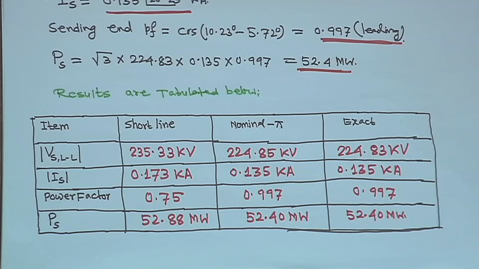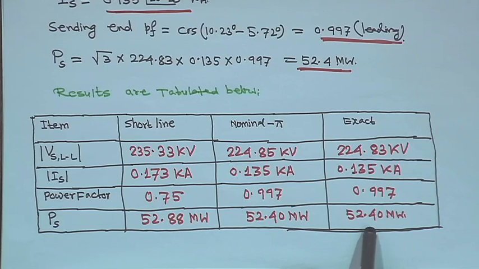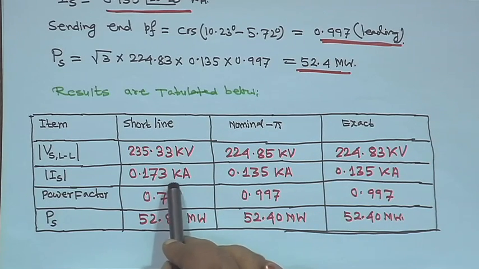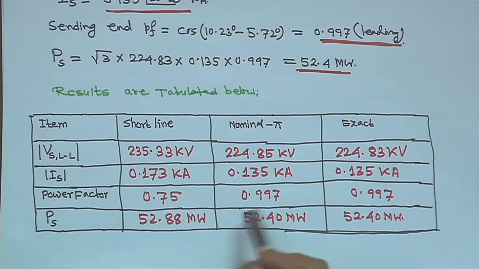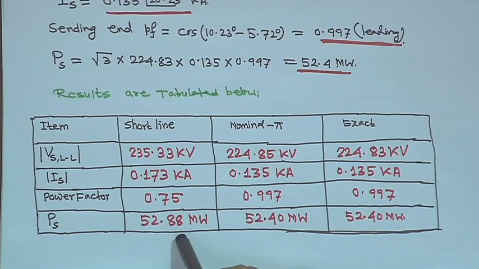So, for a long line, you cannot ignore the charging admittance. For the short line case, your sending end power is 52.88 megawatt, but in the case of nominal pi and the exact method it is slightly less, 52.4, here also 52.4, because of that reactive current injection. I told you the current magnitude is less. So, this current is slightly less, and this is a little higher. If you think this way, that means the line loss for the nominal pi or exact will be slightly less compared to the short line consideration.